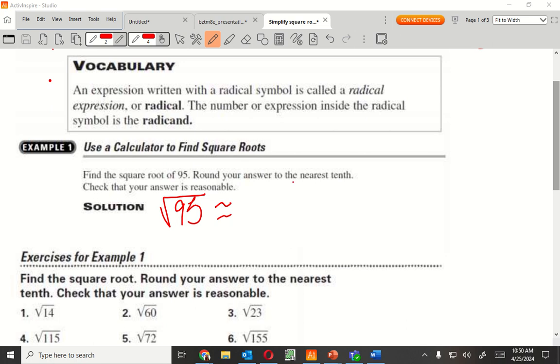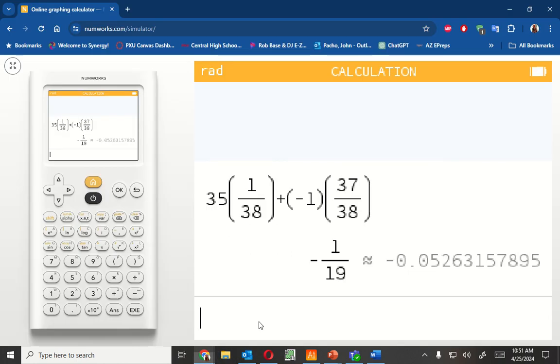Round your answer to the nearest tenth, which is 1 decimal place. So I'm going to pull up my NumWorks. We're pulling up NumWorks, right? Okay, so in my NumWorks, I'm going to take square root, which is this symbol right here, and then 95. For those people not paying attention because their head's down, put square root 95. Square root 95.